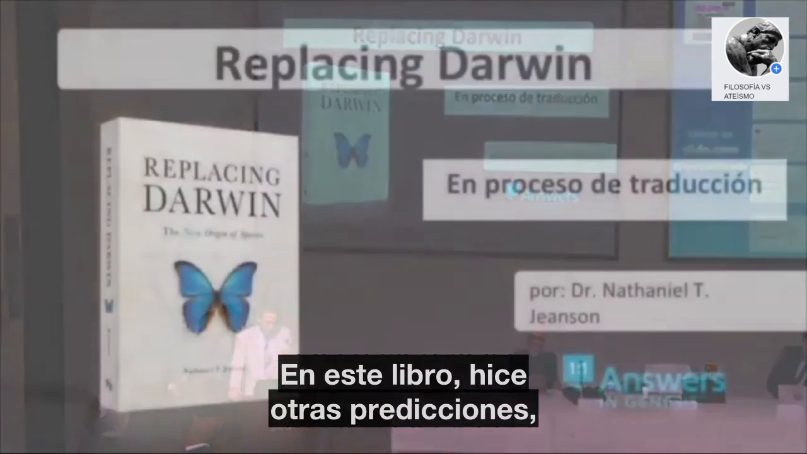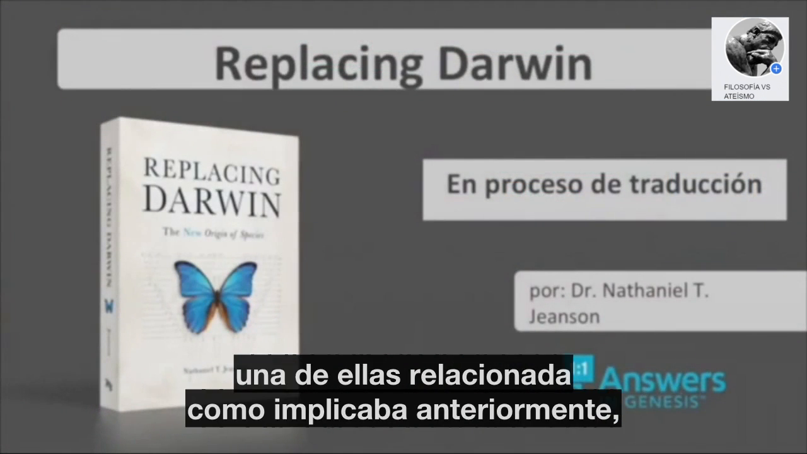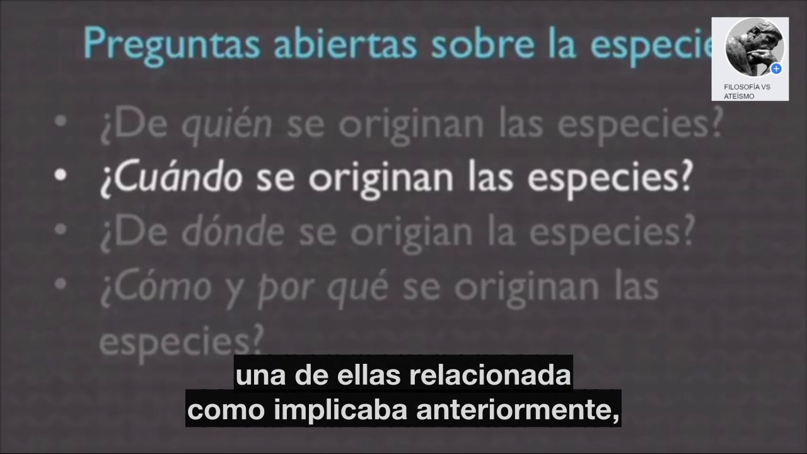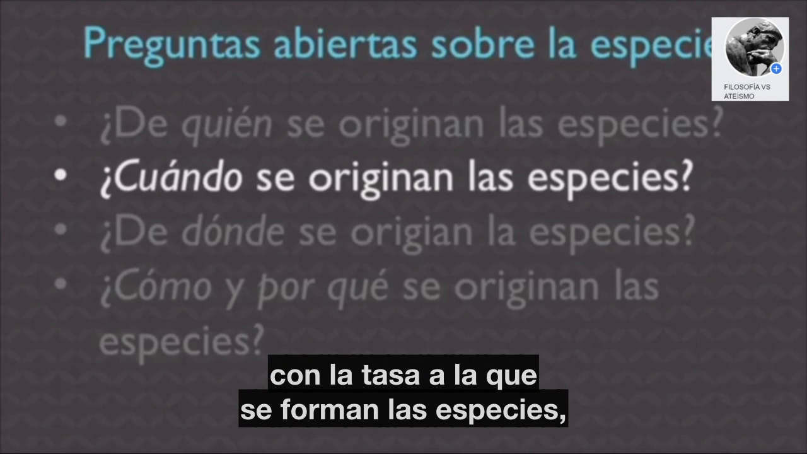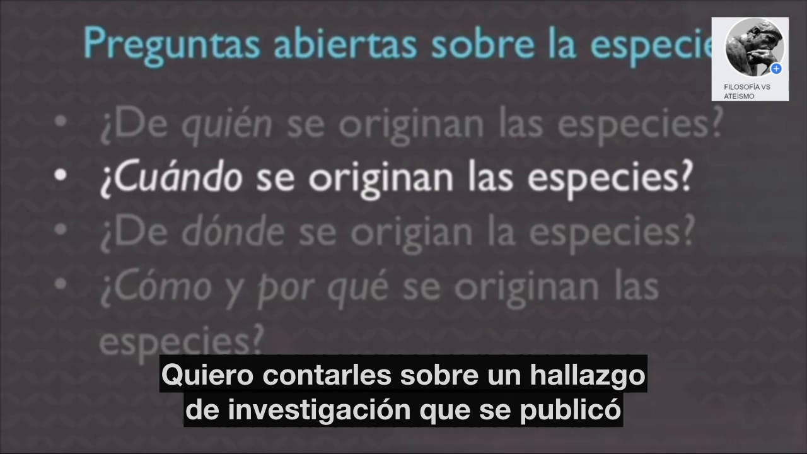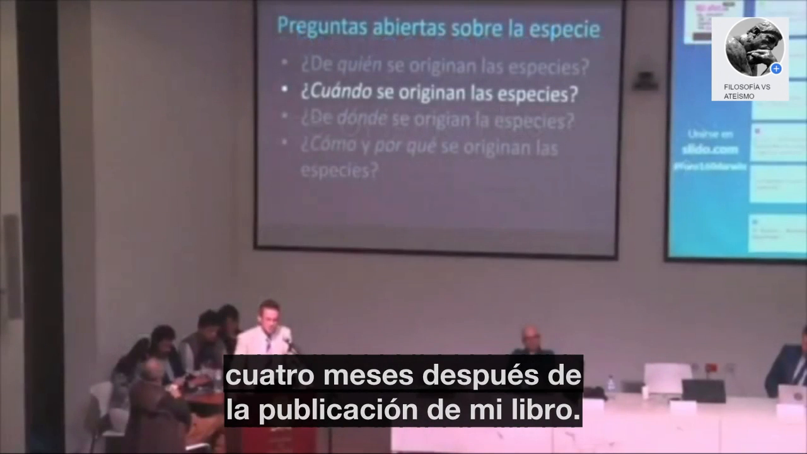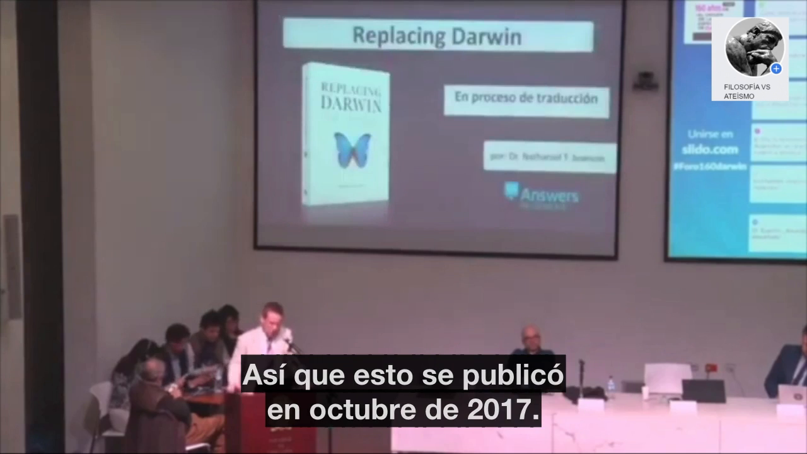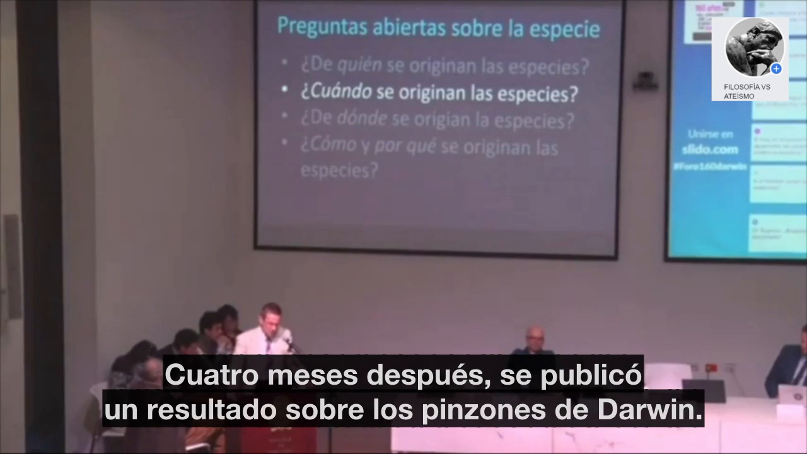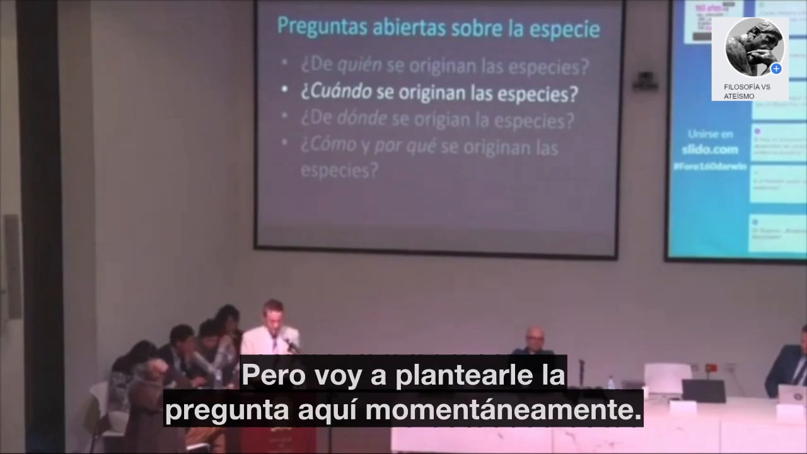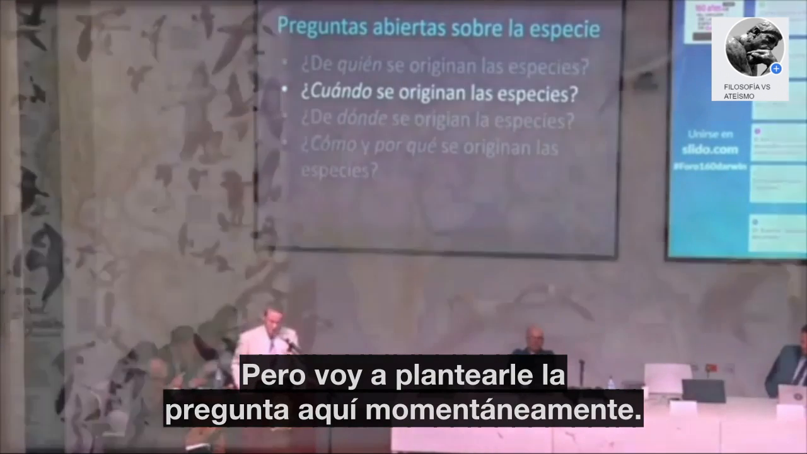In this book, I made other predictions, one of them being related to, as I implied earlier, the rate at which species form. I want to tell you about a research finding that was published 4 months after my book came out, in October of 2017. 4 months later, a result in Darwin's finches was published. But I want to set up the question for you here momentarily.